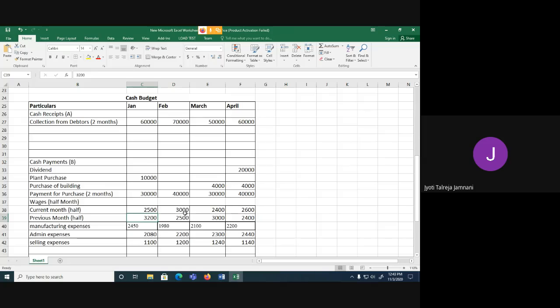Now let's come here in February. 6,000 was the wages. Half we'll receive in February only, which is 3,000. And January only half we had given, that is 2,500 out of 5,000. The remaining half, 2,500, we have to pay in February. So February is getting half of February salary and half of January salary, which is the previous month. Same way in March we will receive half of March salary and the remaining half of February salary, which was the previous month for March. Is that clear, Sneha?